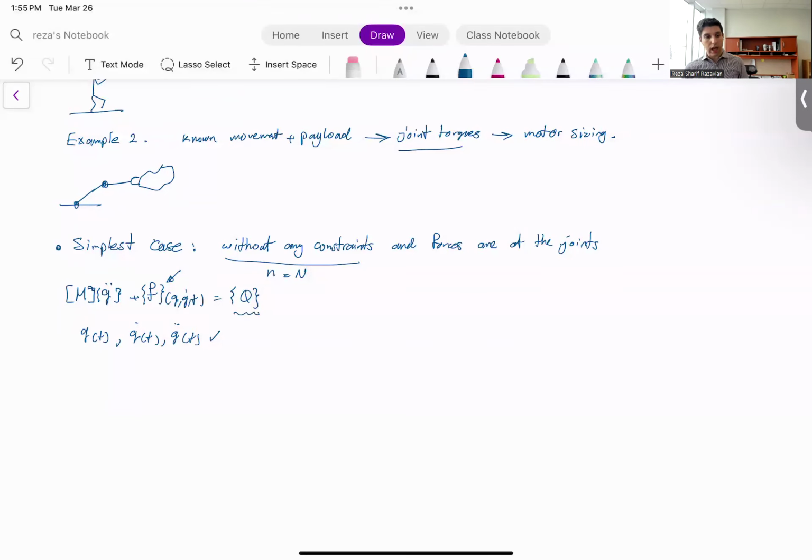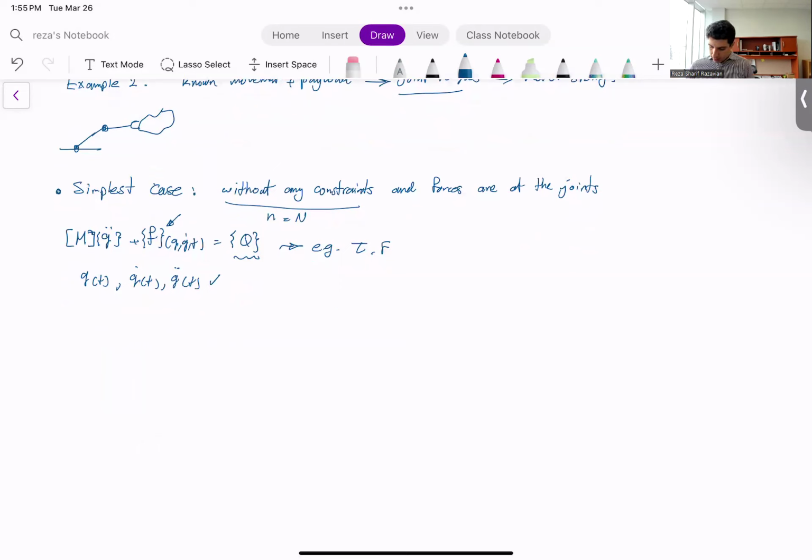What you can do, you can calculate Q, your forces that are associated with each of these joints or generalized coordinates that you have in your system. For instance, this includes e.g. your torques, tau, or some forces if you have a linear motion. So these are your driving forces that cause such motions. So that is the simplest case, just to let you know how we can use the equations of motion of the system to calculate the forces.